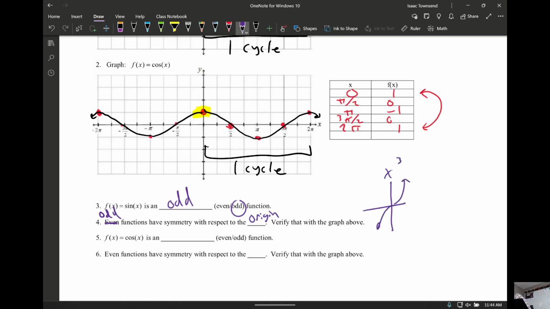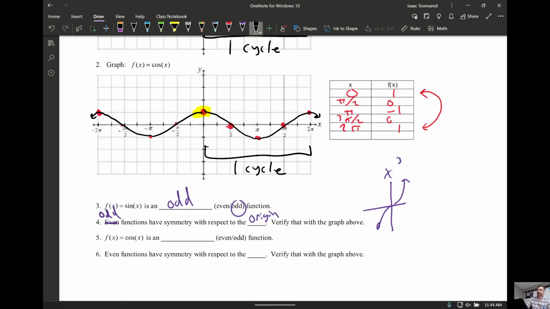What it means to have symmetry with respect to the origin is that you could rotate your graph 180 degrees, also known as just turning your paper upside down and it looks the same. So I can't do that with my digital paper up here, but if you were willing to turn your paper upside down, your sine graph before you turn it and after you turn it should look the same. That's a characteristic of an odd function.